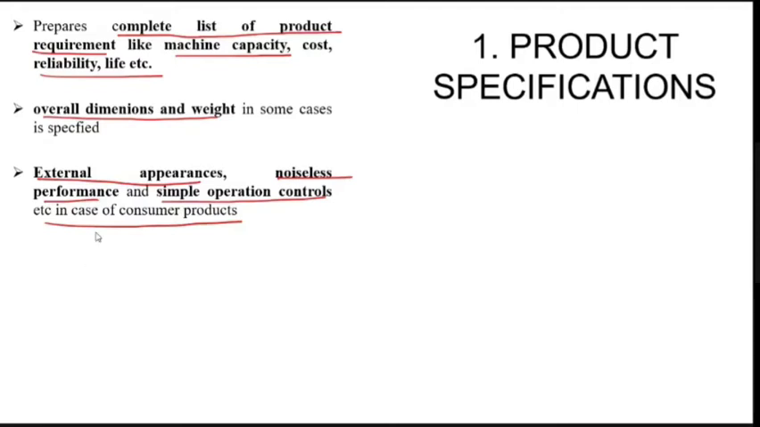Okay. So product specification is the complete list of product requirements, for example, machine capacity, what is the cost, what is the reliability, what are the overall dimensions, what are the weights. So all that comes under the product specification, right? So you have to first of all prepare a list. Okay. Let us understand this with some example.